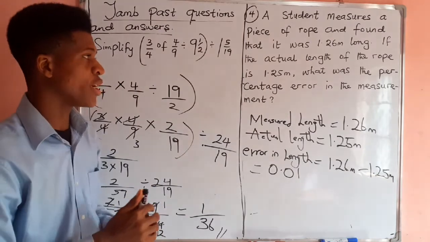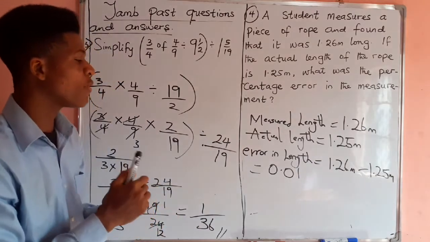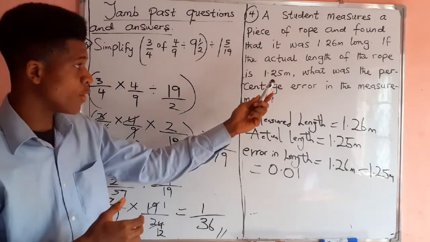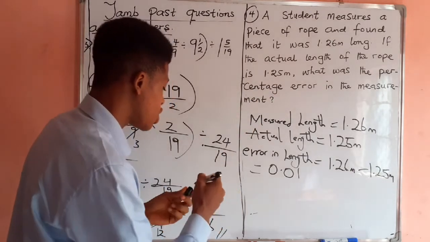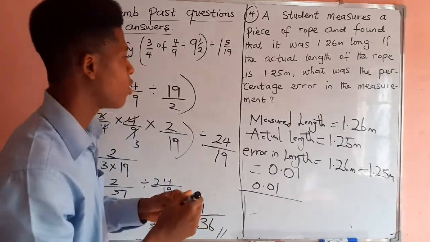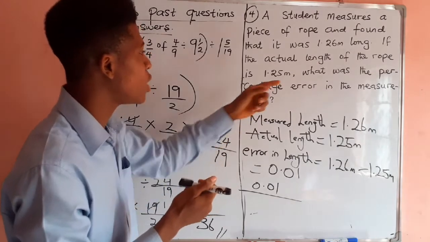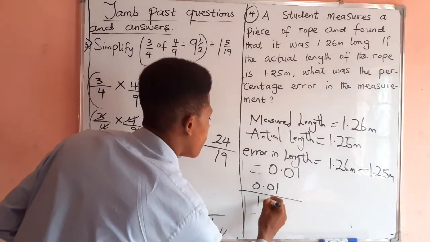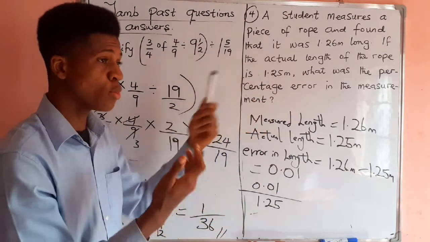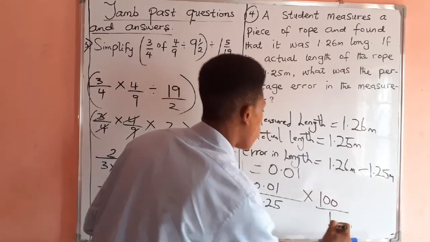Now, what does the question say? It says, what was the percentage error in the measurement? How do we find the percentage error? Those of you that know percentage error very well, the formula will be your error in length, that is 0.01, over your actual length, which is 1.25, and we know we are dealing with percentage, so times 100 over 1.